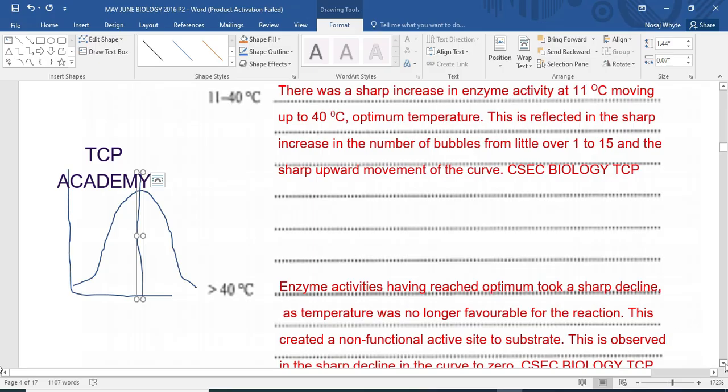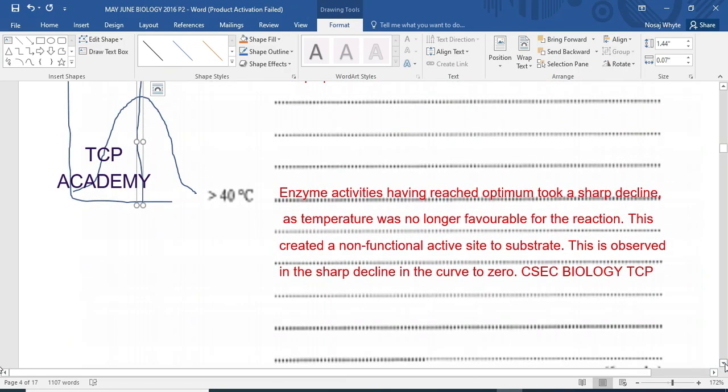We'll understand that enzymes tend to work at a narrow temperature range, and if it goes above or below that temperature range that the enzyme works in, what is going to happen is that the enzyme is going to be denatured. Please be reminded that enzymes are not organisms, so they cannot be killed. Now this created a non-functional active site for the substrate. That's a substrate to enzyme connection that wasn't taking place there. The reaction just could not continue. This is observed in the sharp decline in the curve to 0.